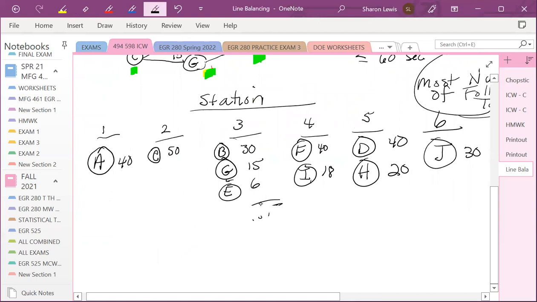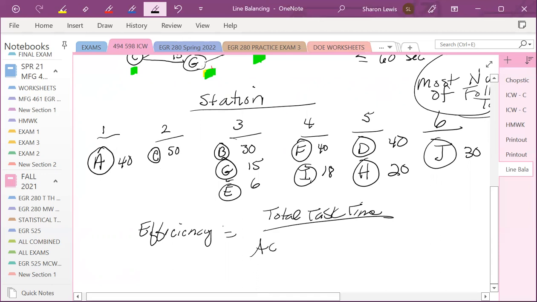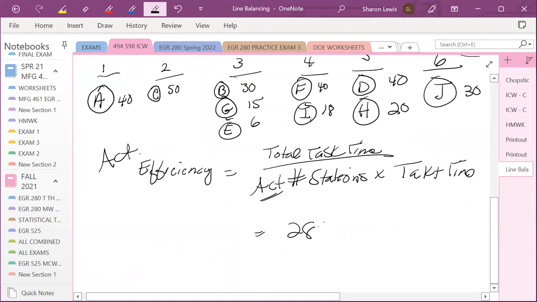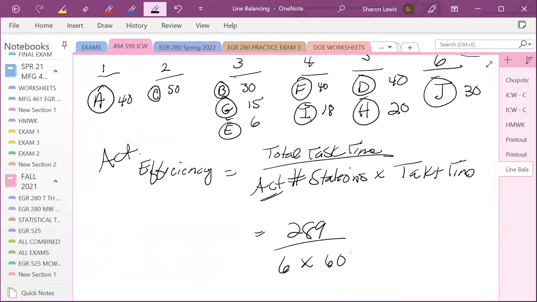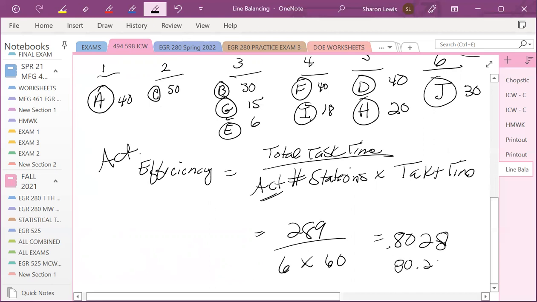Now let's go ahead and calculate the efficiency. So efficiency is going to equal total task time divided by the actual, and so this is actual efficiency, not theoretical efficiency, the actual number of stations times task time. So 289 divided by the actual number of stations, 6 times 60 seconds. So we end up with the same efficiency that we had last time, don't we? It equals 80.28%, doesn't it?